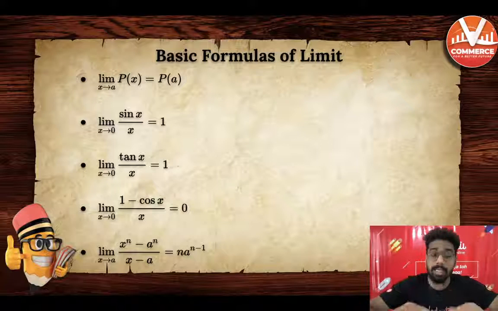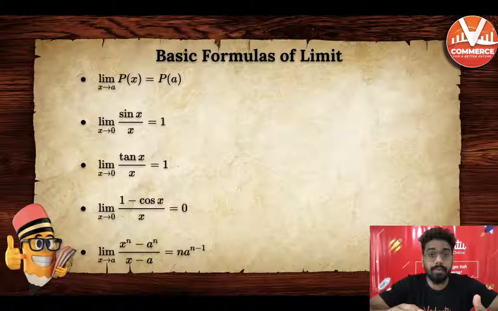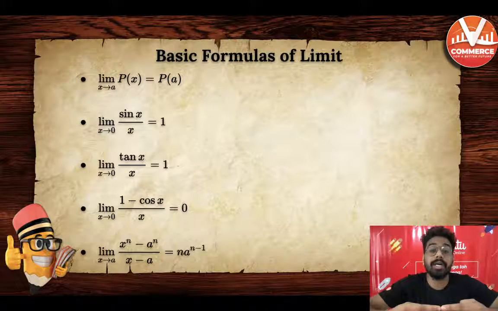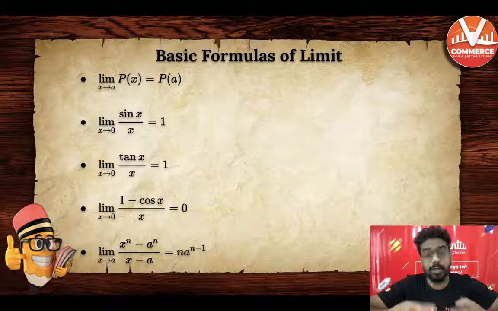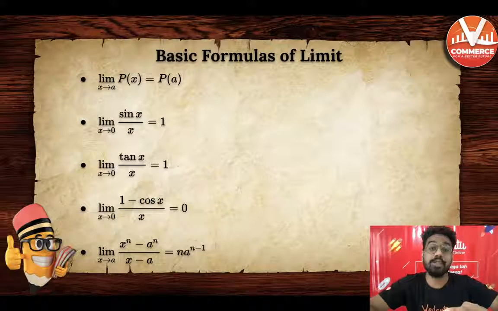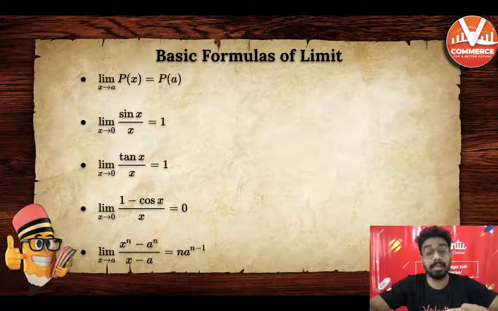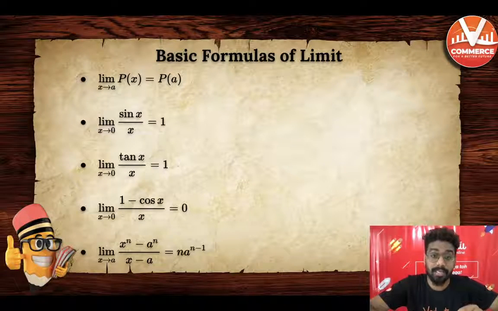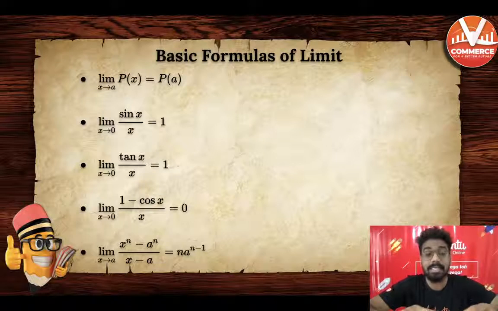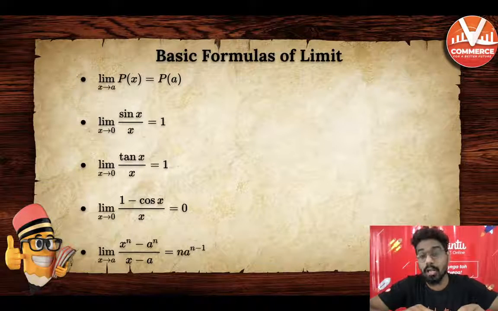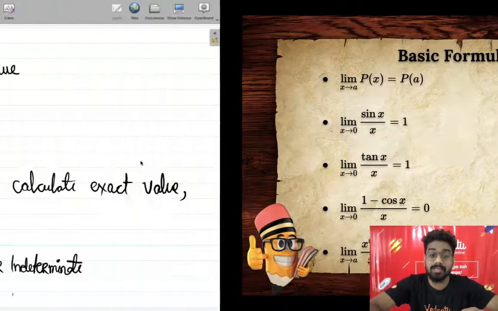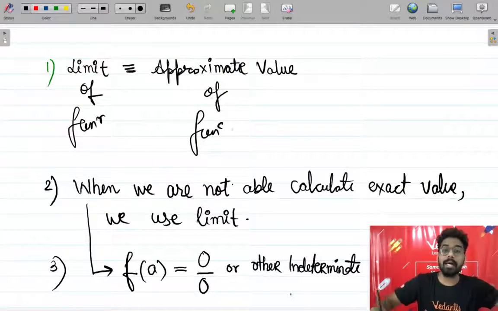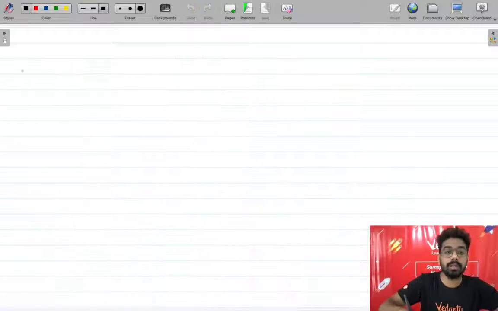So the very first step is you will put the value in the function, and if it gives you a determinate form, that means it is your answer. But if it is not, then you need to apply some technique. The first technique is your factorization technique. The second technique is your rationalization technique, and the other formulas are these. So let me explain what exactly you are going to deal with.